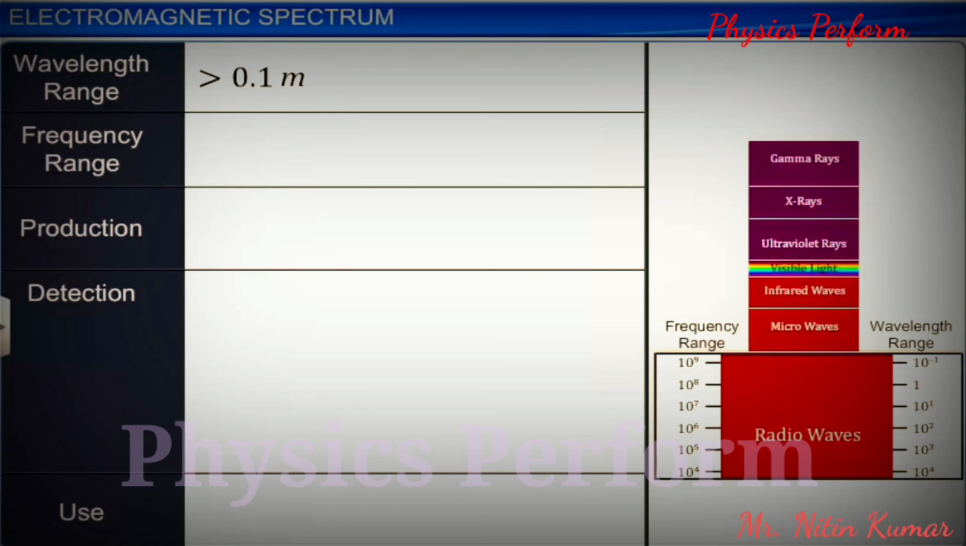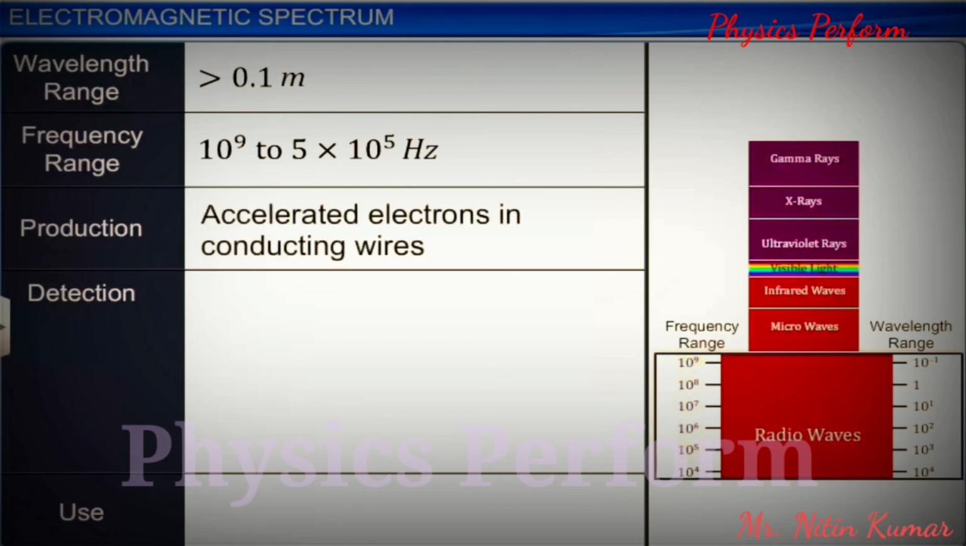Radio waves are produced by accelerated electrons in conducting wires. Radio waves can be detected by receiver aerials. These waves are used in radio, television broadcasting, and communication systems.